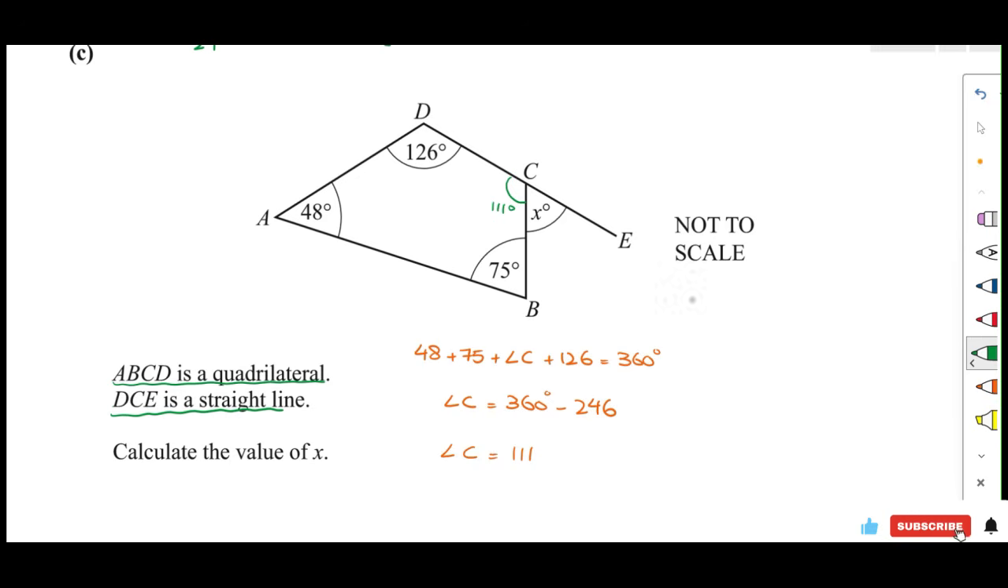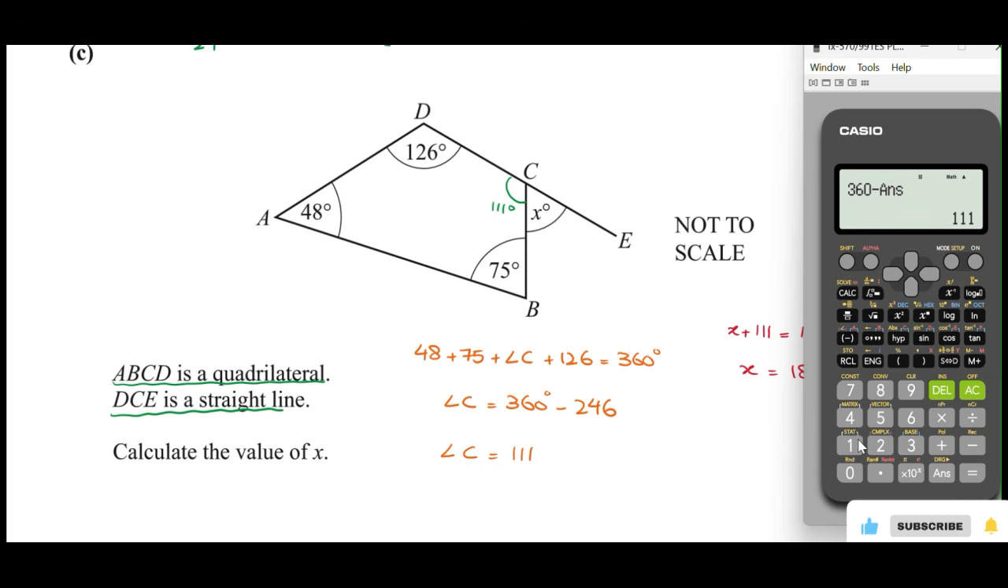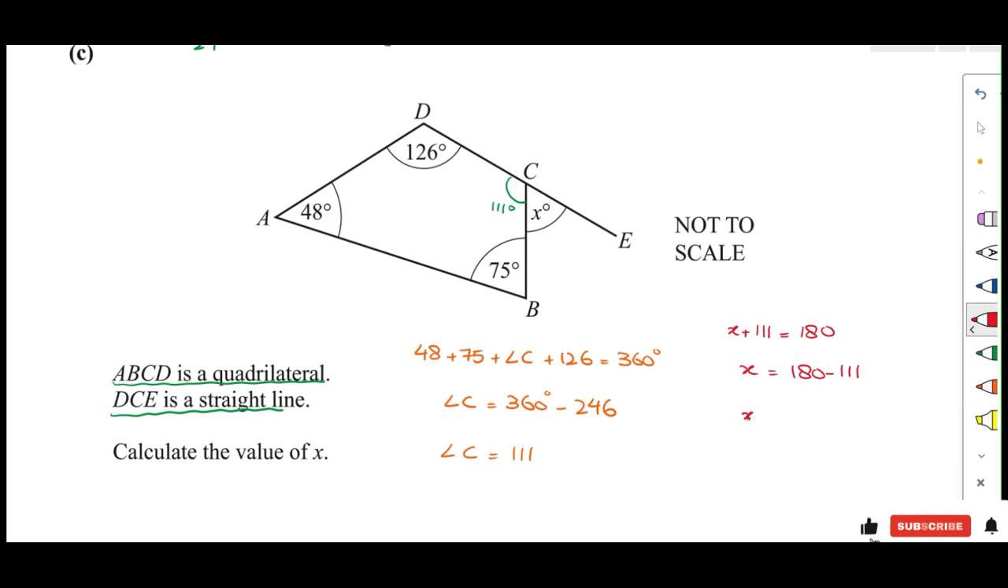Now, in order to get this x, we know that the sum of angles on a straight line adds up to 180, right? So the angle x and the angle 111, their sum should be equal to 180 degrees. So what is angle x? Angle x is 180 minus 111. Let me simplify. 180 subtract 111 is 69, so that angle is 69. x is equal to 69.